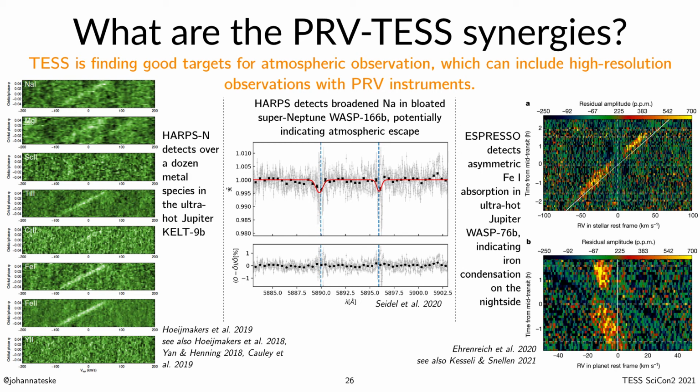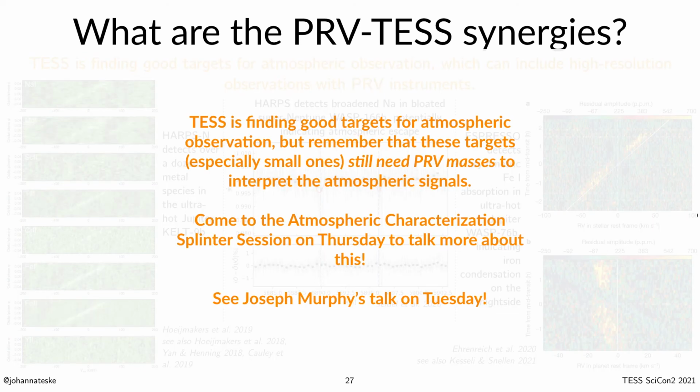So these are all exciting for better characterizing the compositions of these planets, but also maybe getting into atmospheric dynamics. I should point out that these atmospheric targets are a great result from TESS, but to really get the most robust conclusions from the atmospheric observations, we probably still in many cases need some constraints on the masses from PRV observation. So it really is a symbiotic relationship.